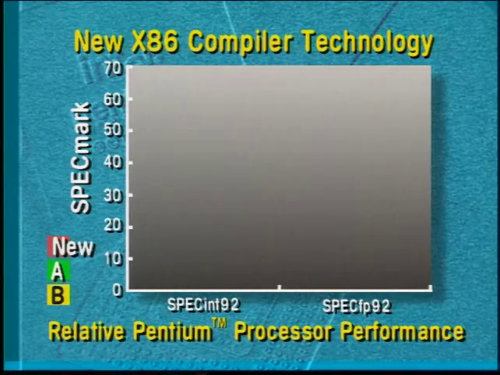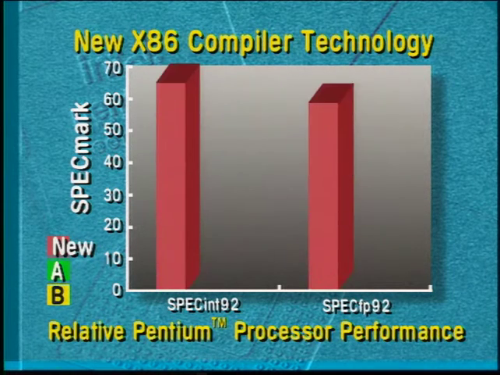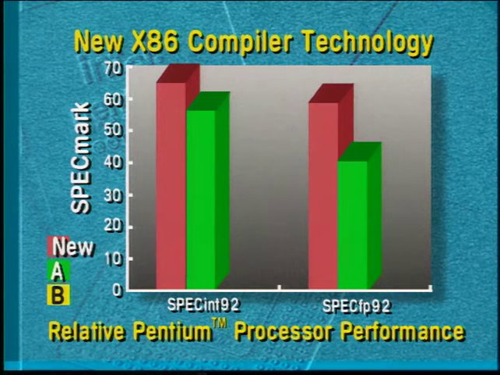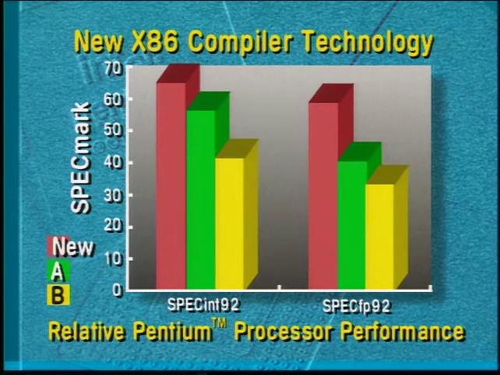The next chart shows the result of our compiler effort. We are comparing the performance of the 66 MHz Pentium processor running the SPEC benchmark suites compiled by 3 different compilers. The compiler technology I just described is shown here. Compiler A is the best available 486 compiler, and compiler B was an average compiler in 1990 when we started the compiler effort. On the integer side, we were able to go from a performance level of 41 using the average compiler up to a level of 64.6 using our new compiler technology.